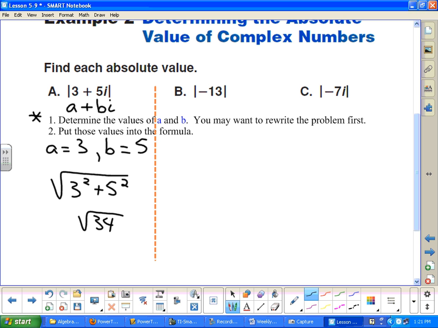Their complex numbers are all in the form a plus bi. A is the real part, B is the imaginary part. Okay. All right, letter B. What are the values of A and B for the square root of negative 13? What's A? Okay, and B is 0.